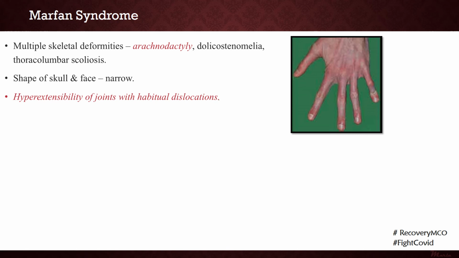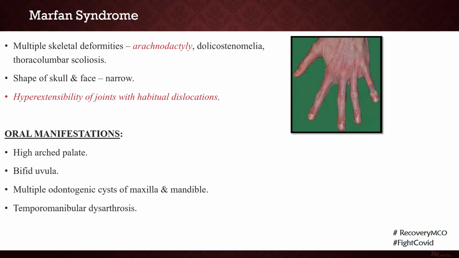The most characteristic feature of this pathology is that the joints are hyperextensible, such that it leads to frequent habitual dislocations. The range of mobility of the patient will be enhanced. The patient will be able to easily move the bones or joints to extreme variation or extreme extensions.